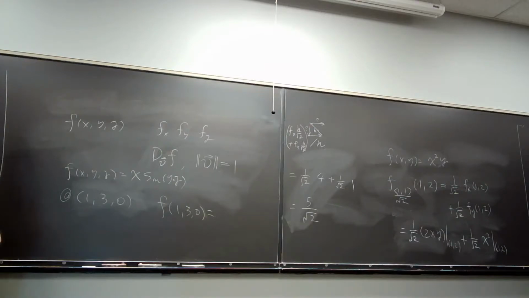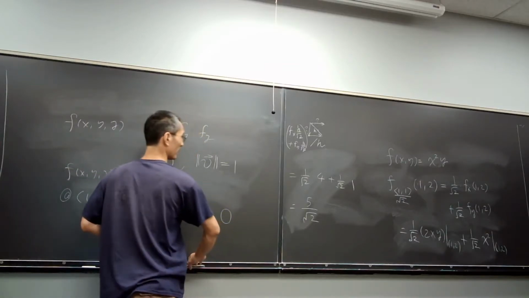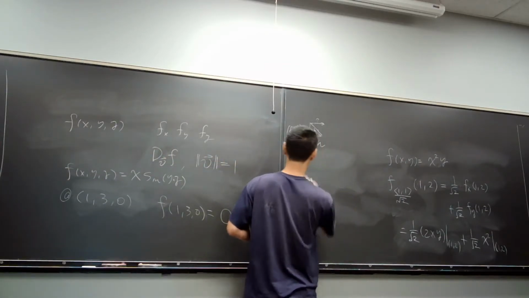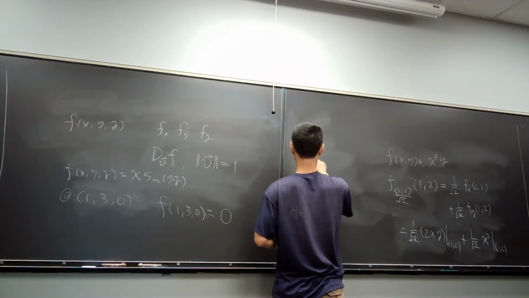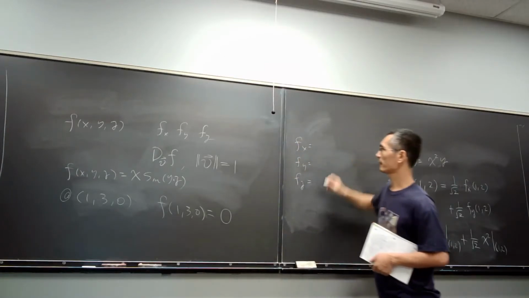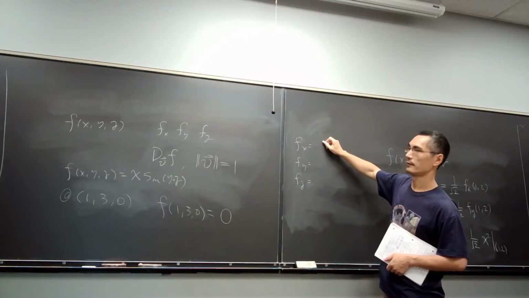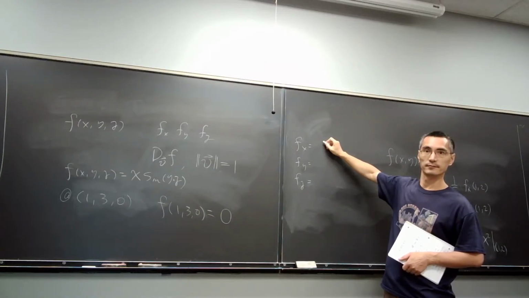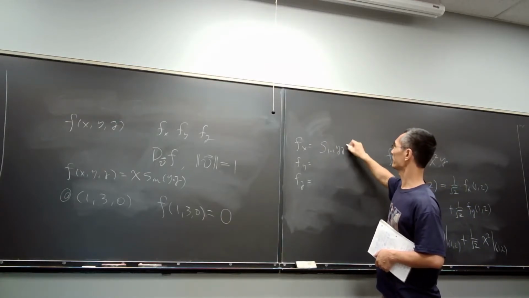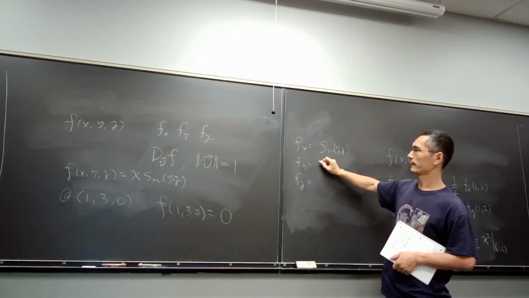Just plug in 1, 3, 0. Yes, okay, 0, because sine 0 is 0. Very good. Now, what are fx, fy, fz? What is fx? Sine of yz. Awesome. Sine yz. Great. Fy.